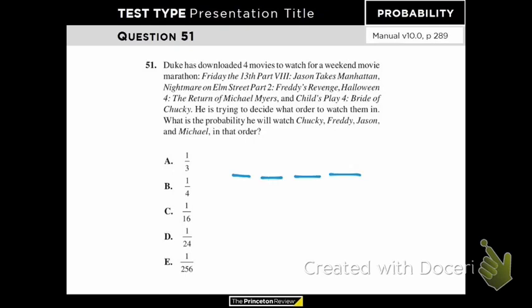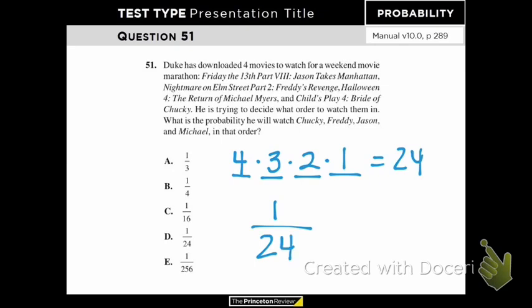There are 4 movies. So he has 4 options for the first one that he watches, 3 options for the second because he's already watched one of them, and then 2 and then 1. And we multiply across to get a total of 24 options. But then the question is, what's the probability that he's going to watch them in that certain order? There's only one way that he could watch them in that specific order out of the 24 total options that we just counted. So our answer is D.